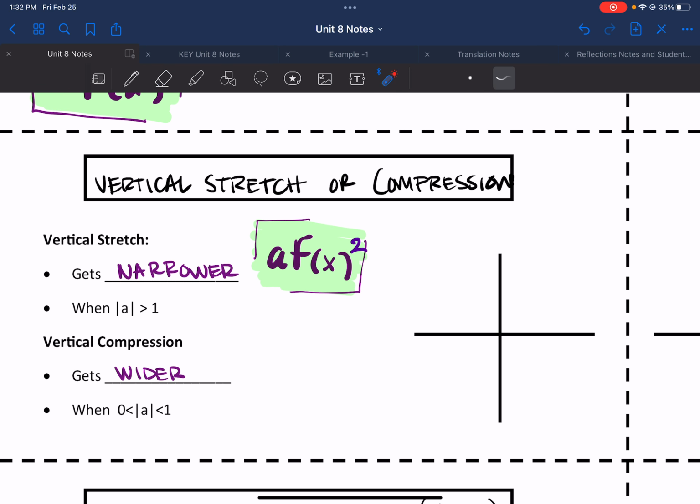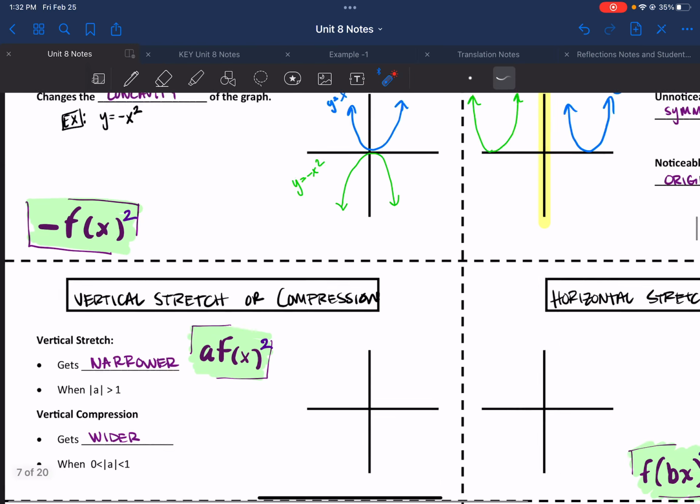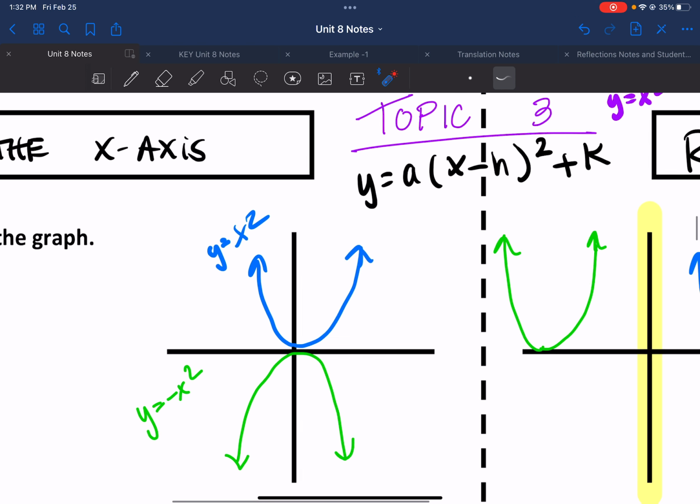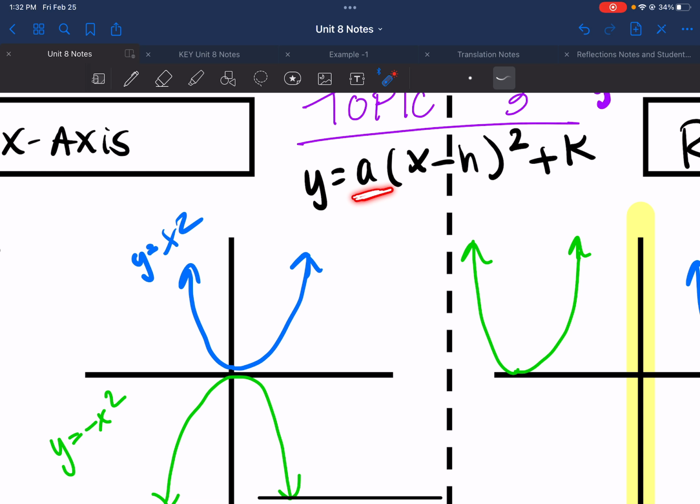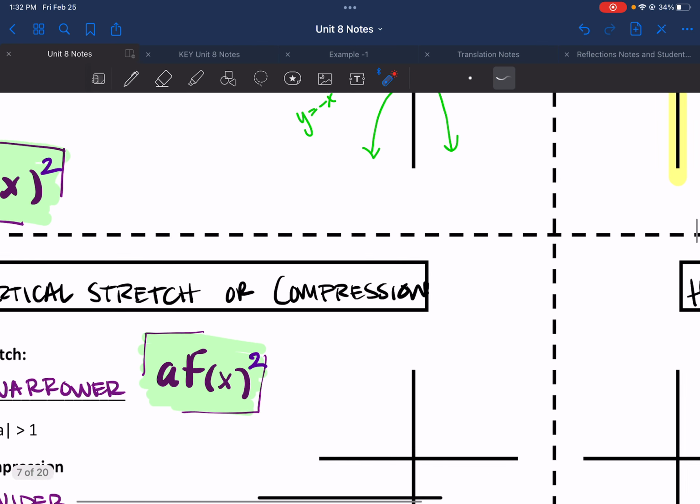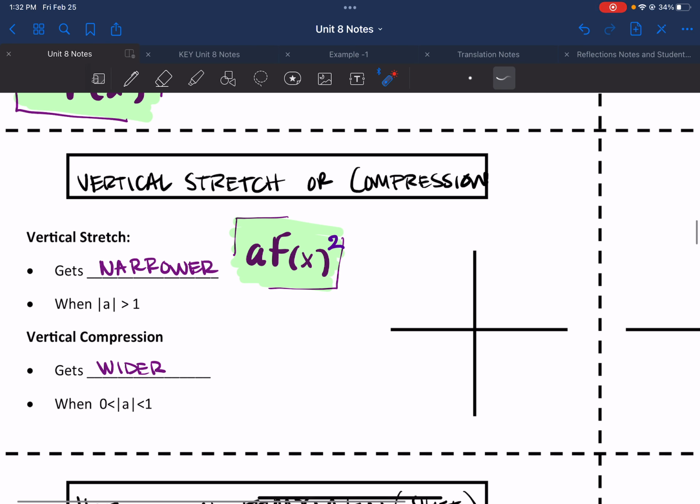Right here. When your a value, this value right here, is greater than 1, so 2, 3, all the way to infinity, right? When this value is greater than 1, that's when you're going to have a more narrow graph. And when that a value is a number between 0 and 1, like 1/2, 0.75, any of those values, that's when you're going to have a wider graph.